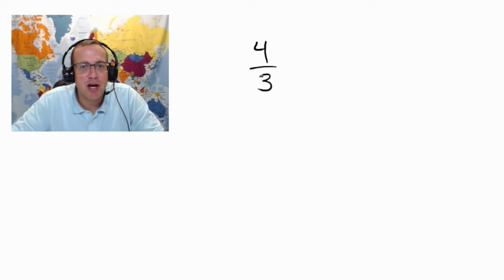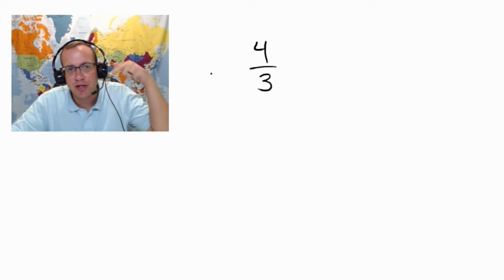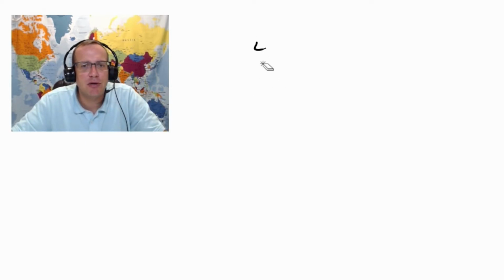In this video, we're going to learn how to convert improper fractions into mixed numbers. So to start with, what is an improper fraction? Well, an improper fraction is where the numerator is bigger than the denominator. So if you have something like 4 over 3, that is an improper fraction because the number on top is bigger than the number on bottom. And typically we don't like that.